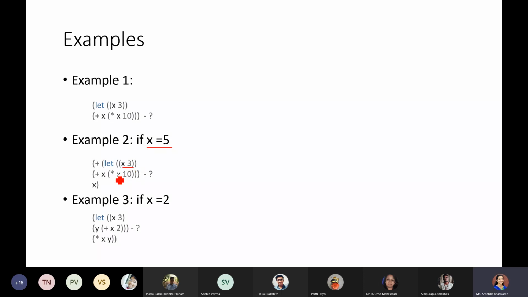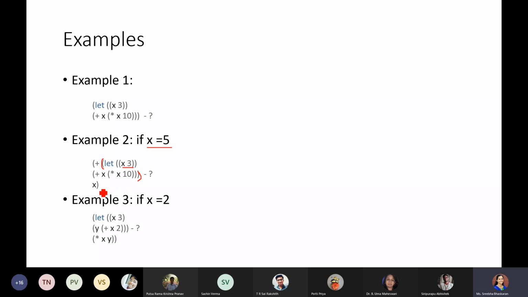Now as a body of this let, inside the let part, that is where these brackets get closed, wherever you are accessing x, x will be replaced with the value 3. So 3 into 10, 30, 30 plus 3, 33 will be the value which you will get as the output for this let part.